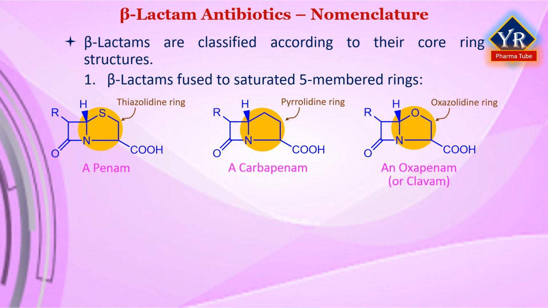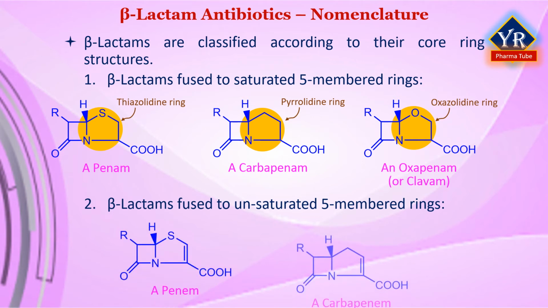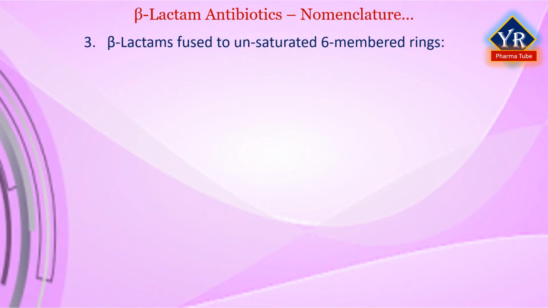Number 2. Beta-lactams fused to unsaturated 5-membered rings. Here we have penems and carbapenems. In penems, the beta-lactam ring is connected to a 2,3-dihydrothiazole ring system. And in carbapenems, the beta-lactam ring is connected to a 2,3-dihydro-1H-pyrrole ring.